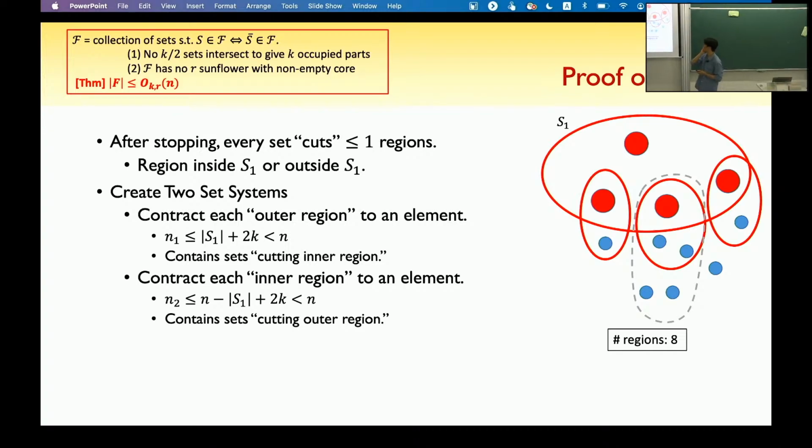And then you may wonder, there may be sets that don't cut any region. In that case, you can put this set into any of the set systems, perhaps even both. Okay, so that's how we construct two new set systems.